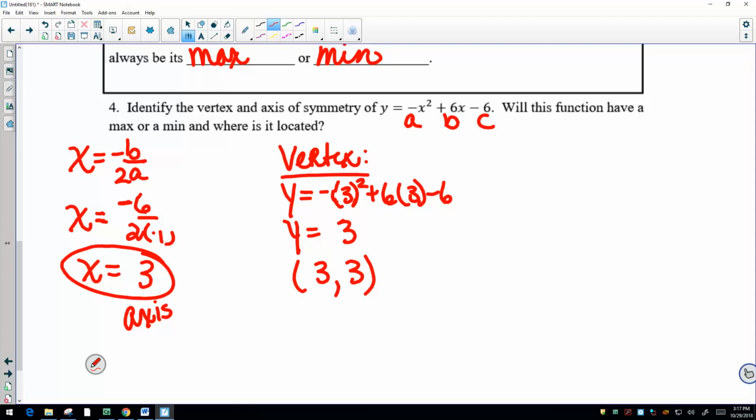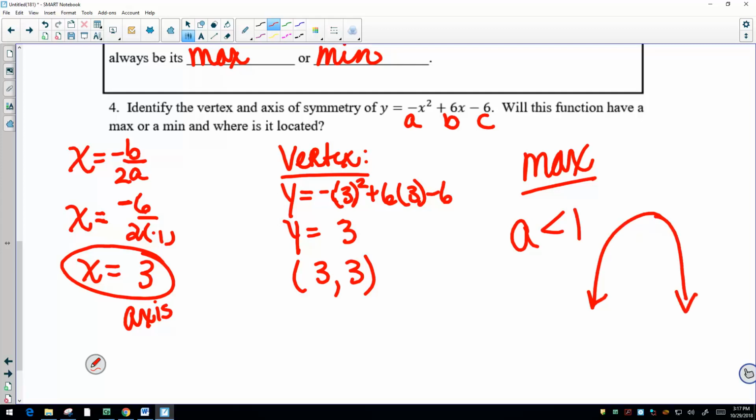Okay. And then the last thing we have to figure out is, will it have a maximum or a minimum, and where is it located? Well, this is going to have a maximum. The reason we know it has a maximum is because our a value is less than 0. It is negative. So that means my graph would be opening down. It's negative, it turns down like a frown. So it has a maximum, and your maximum is located at the vertex. So the vertex is at 3, 3. Your maximum is at 3, 3.